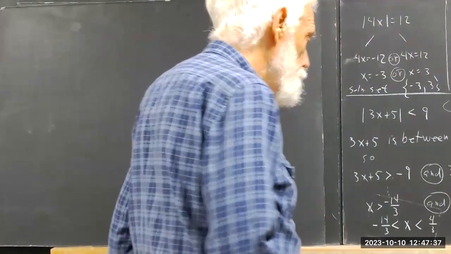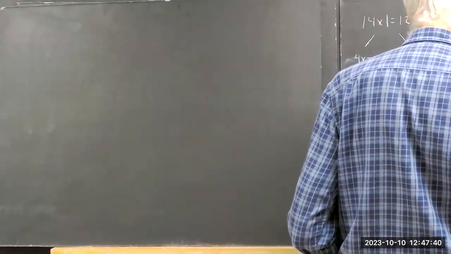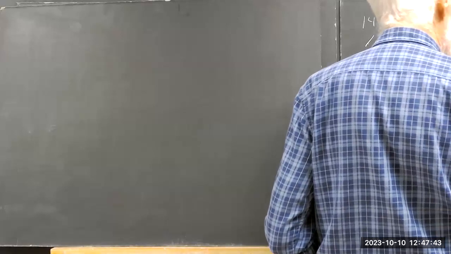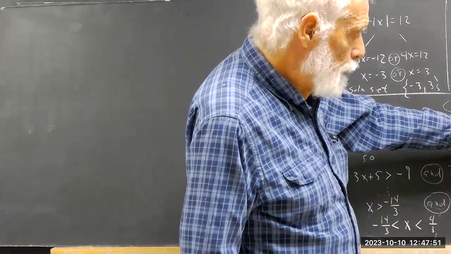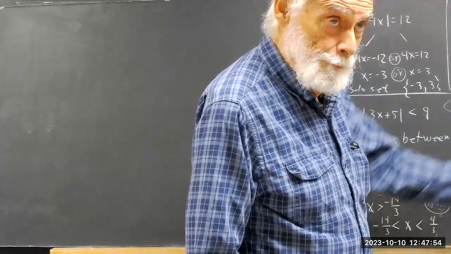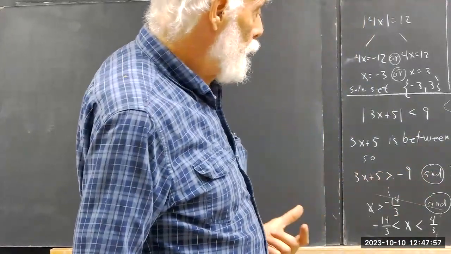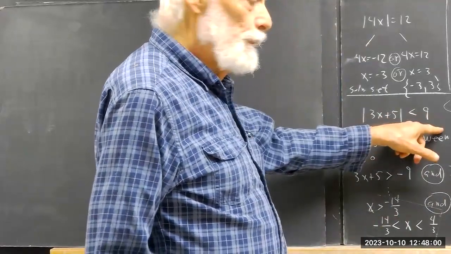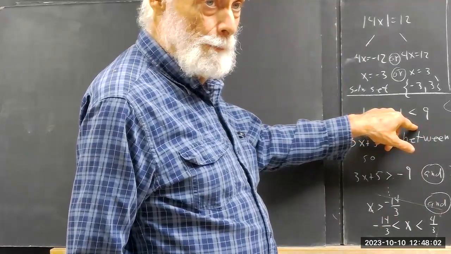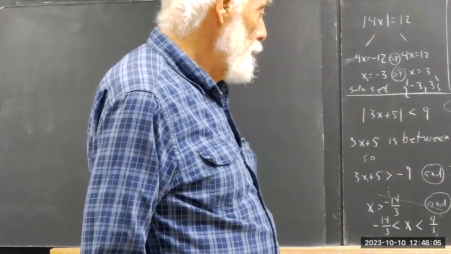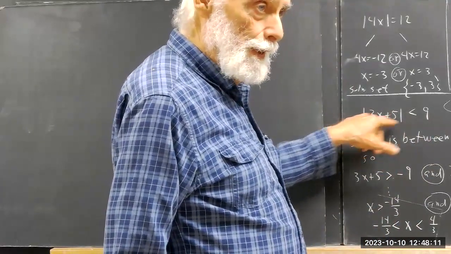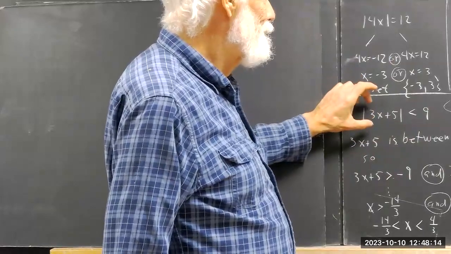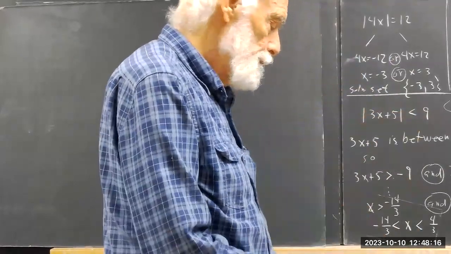And we then shade this interval with an open dot on each end, indicating that we don't include negative 14/3 and we don't include 4/3. Because if x was negative 14/3, the absolute value would be equal to 9. It's got to be less than 9. Okay. And if we did the negative 14/3, we'd have a number that's equal to negative 9. It wouldn't be. So the absolute value would be equal to 9, not less than 9.